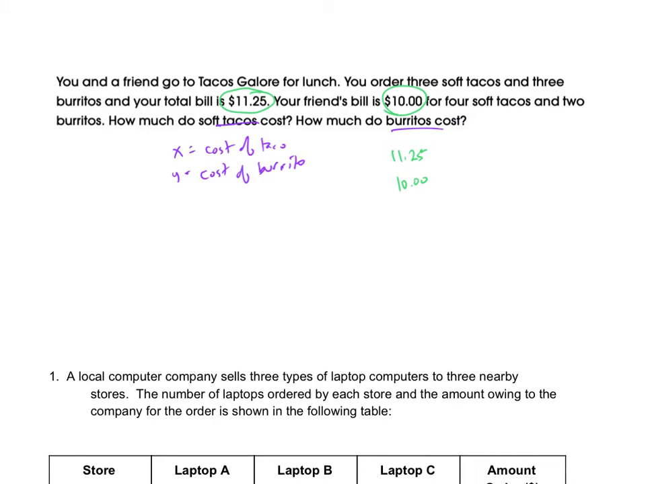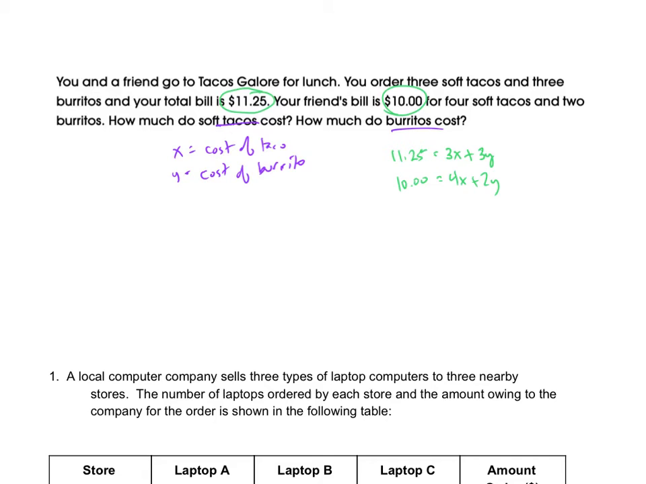The $11.25 is your total bill, and you order 3 tacos. So if you multiply that by the cost of a taco, that would be the money you paid for the tacos. Same thing with the burritos. You ordered 3 of them times the cost. And if you added those together, that would be the amount of money you spent. Your friend, 4 soft tacos, 4 burritos, and there's your system of equations. So then you would want to solve this.